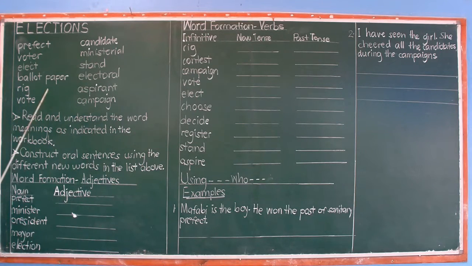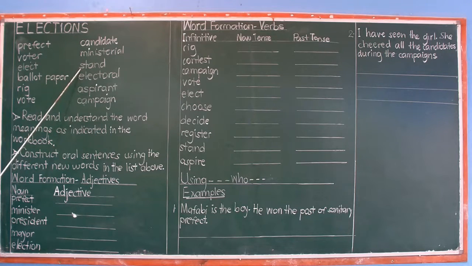So let's go through the vocabulary as it appears on the board. Prefect, voter, elect, ballot paper, then rig, vote, candidate, ministerial, from minister, ministerial. I know schools where prefects are not known as prefects, they are called ministers. So when they are applying, they apply for ministerial posts.